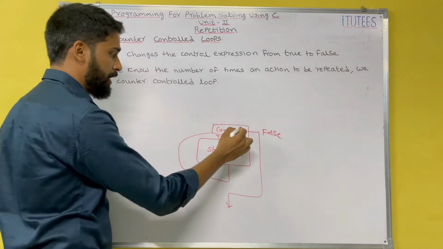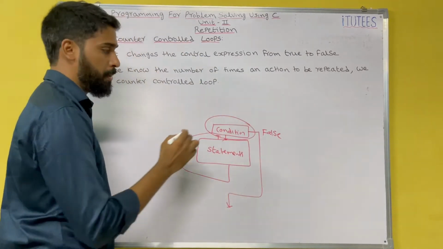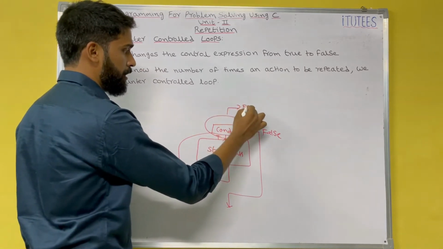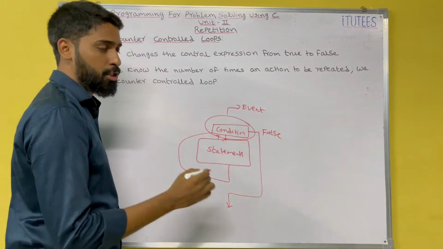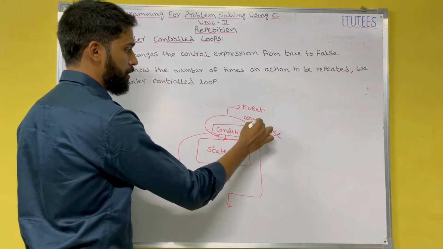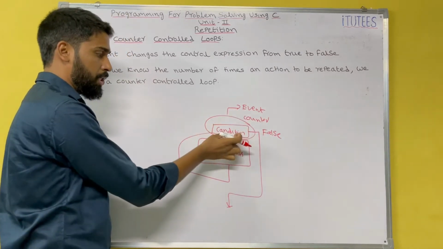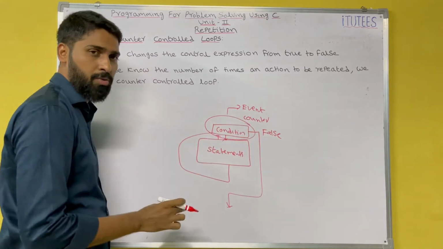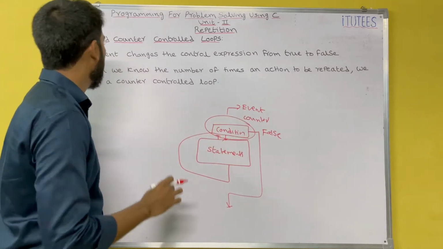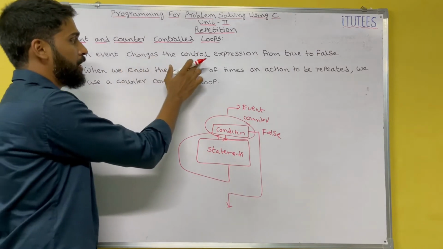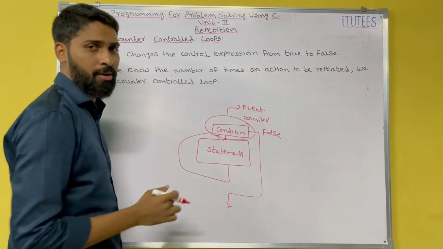What it means here is that this condition may be an event or a counter. That means the condition is based on some event, or the condition is based on some counter. So what is the event here? An event changes the control expression from true to false.